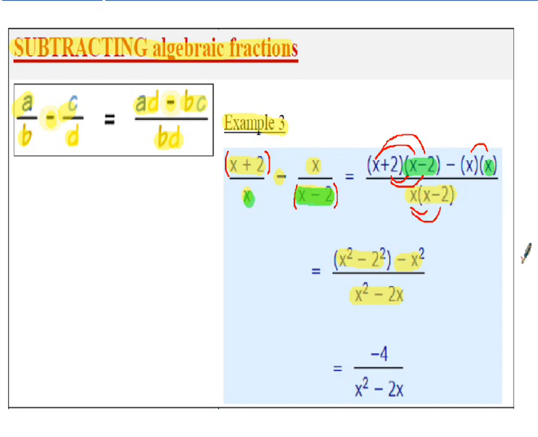So on the final line, we're going to add our like terms together. So notice in this particular case, we've got an x squared minus an x squared, so they cancel. That leaves us with simply negative 2 squared, or negative 4 on the top line, and on the bottom line we've got x squared minus 2x.